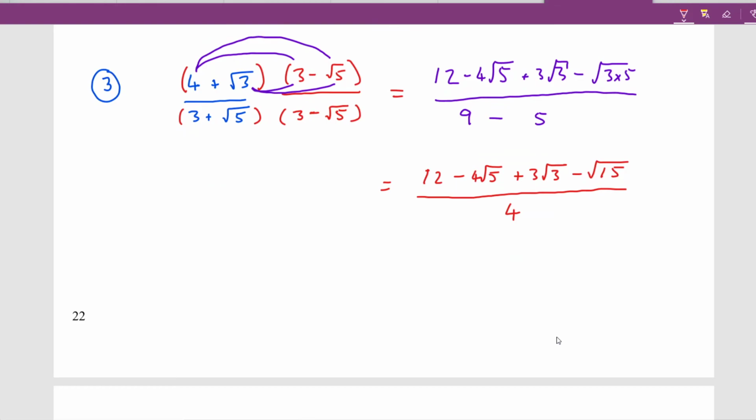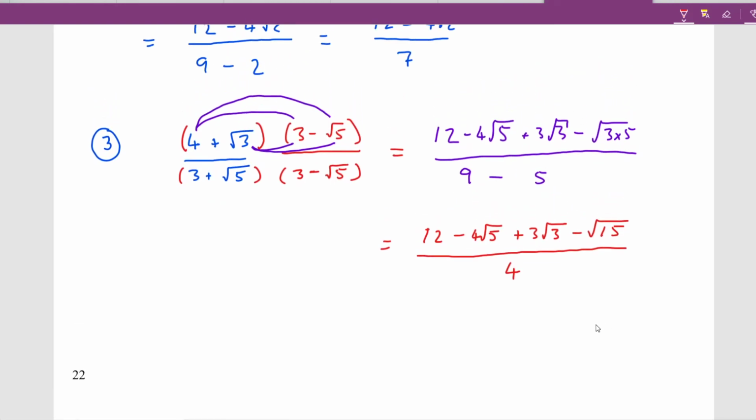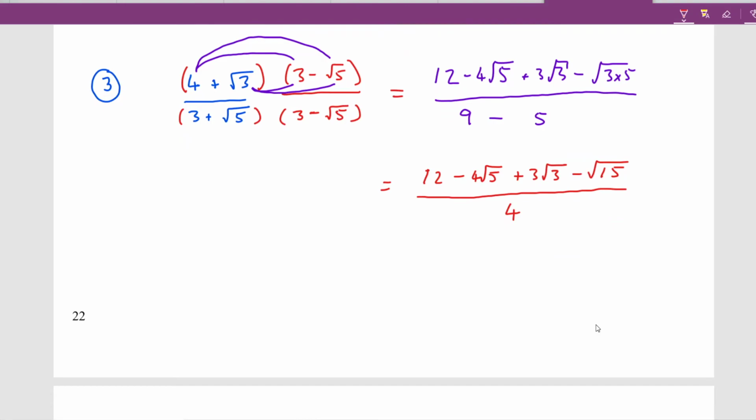Okay? Now, sometimes they do give you questions which tend to simplify a bit better on the top. Let's just look at this final question. Question 4. Again, if you want to try it, pause the video and have a go. Otherwise, continue watching and see what you think. So let's just have a look at this. 3 plus root 6 over 5 plus root 6.